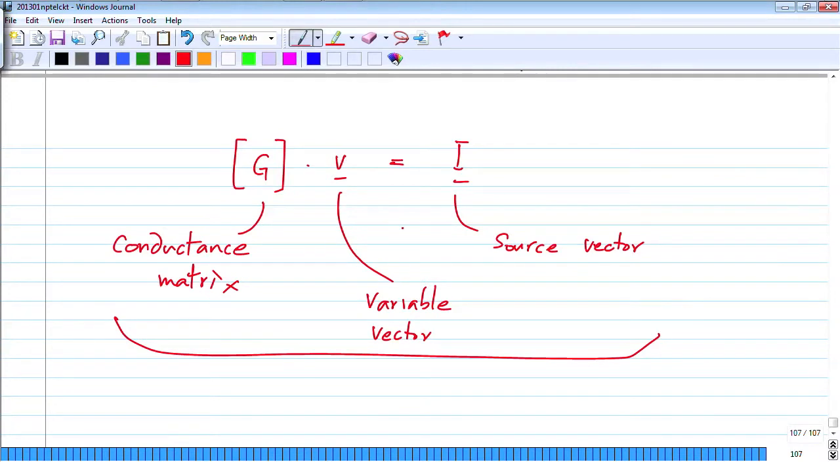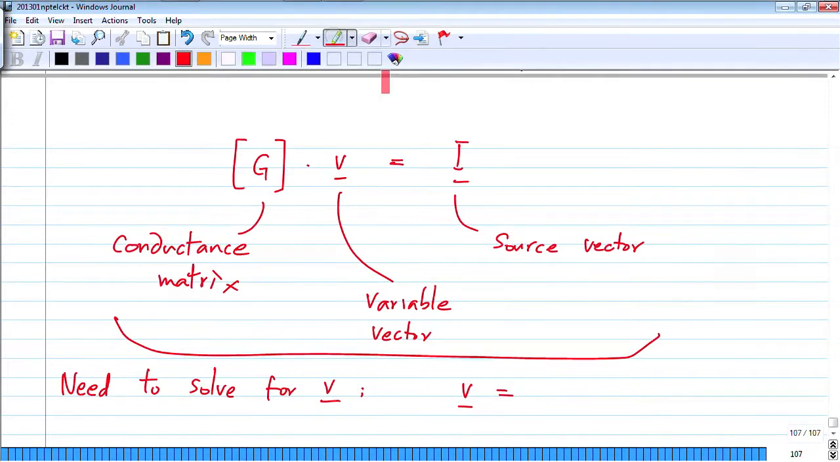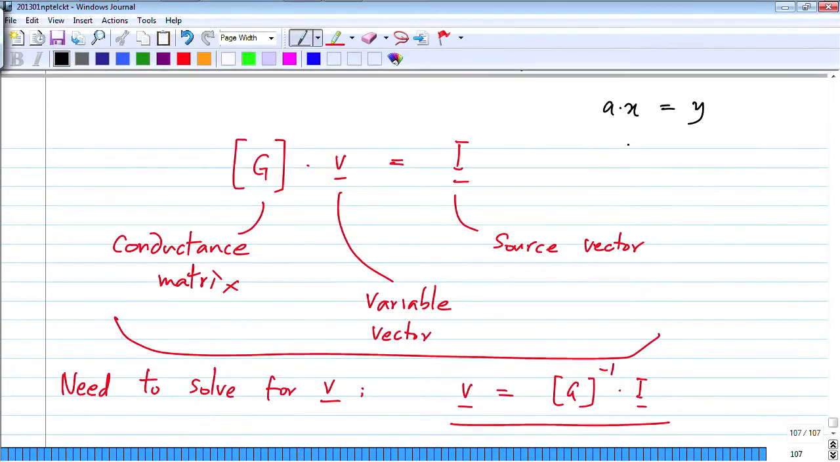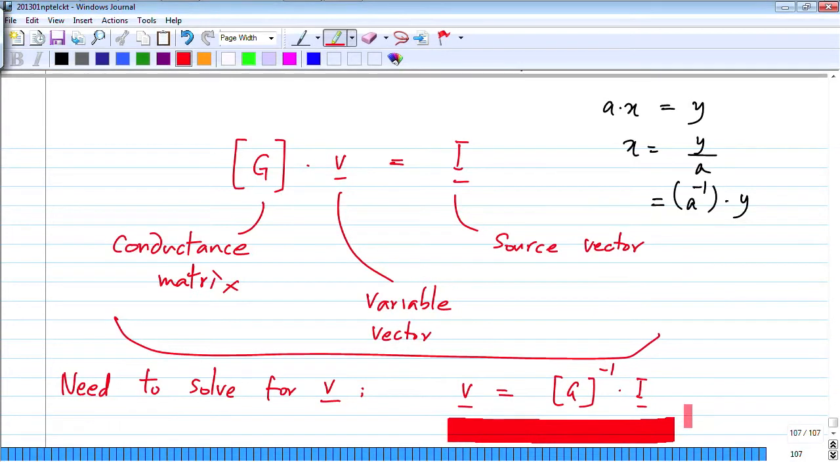Now if you want to solve for V, you know how to do this: you have matrix times vector equals another vector. This is a square matrix, so V will be the inverse of this matrix times I. Okay. This is somewhat like if you had scalars, let's say you had A times X equals Y, you would say that X is Y divided by A, or A inverse, which is 1 by A times Y. And now we have it in terms of matrices, so this is the solution.